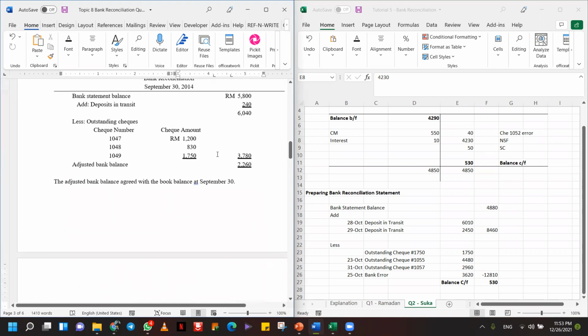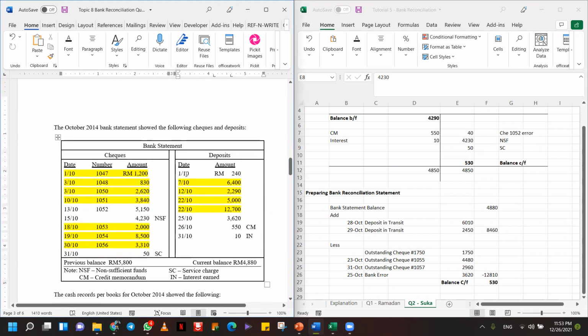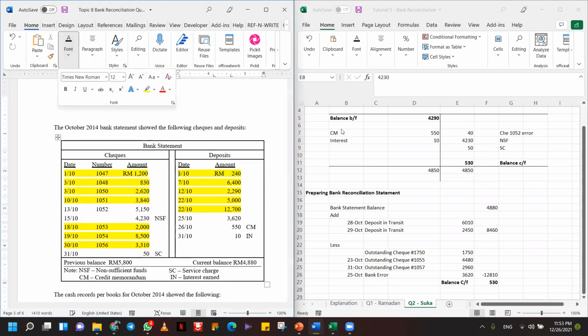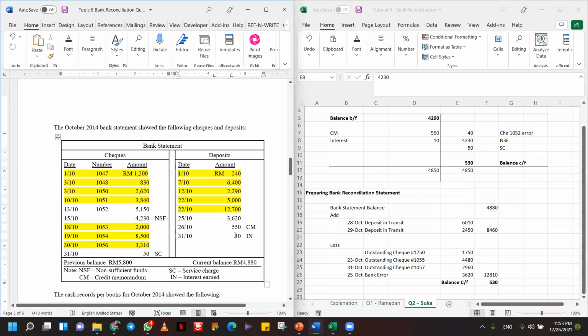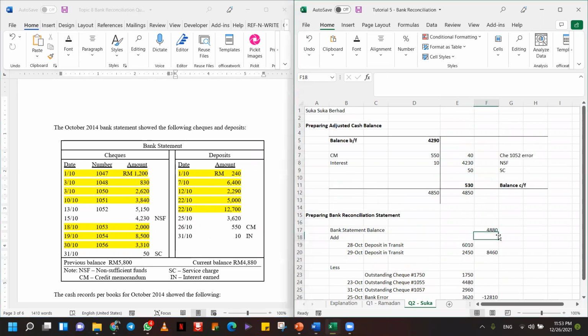However, the truth is, it was actually added to the cash book for the month of September, so it did not need to be added for the month of October as well. So we don't have to debit 240. We just have to deposit 550, which is the credit memorandum and the interest of 10 ringgit. This amount, like we covered last class, was an error, and that error would be corrected in the bank reconciliation statement. And so if we do this, if we add this, the balancing off figure is 530 ringgit.